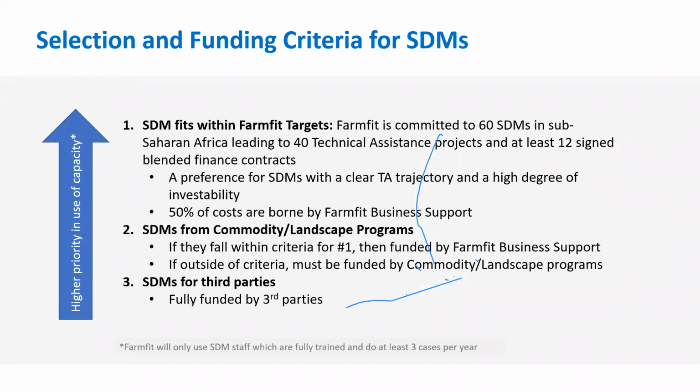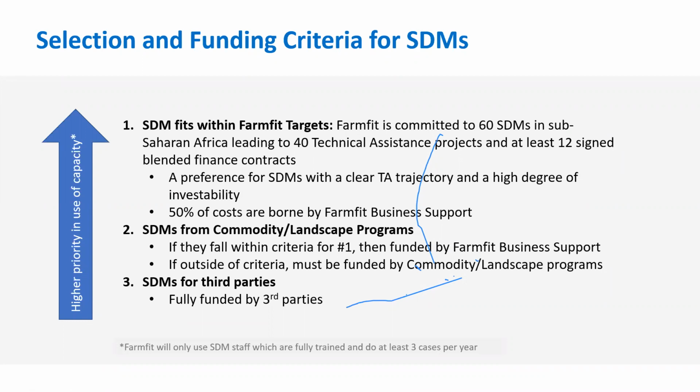It's basically the management team has 3 steps of making decisions. First of all, we look into whether this fits within the FarmFit targets. So we are committed to do 60 SDM studies in sub-Saharan Africa, leading to 40 technical assistance projects, of which at least 20 should go into a finance contract.